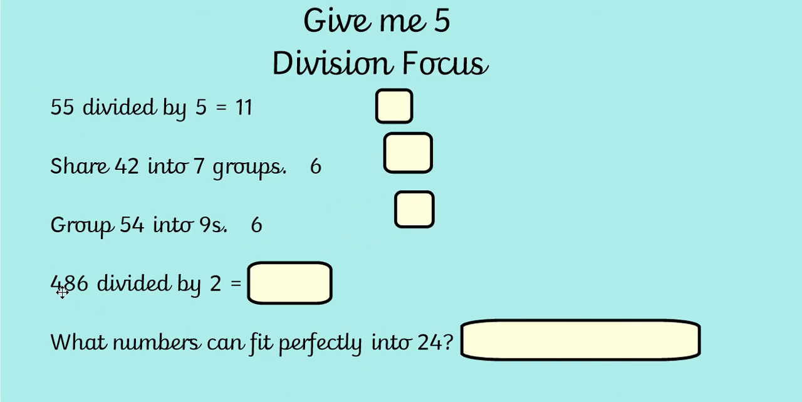Next one we come to then, it's a 3-digit number, 486 divided by 2. I am going to draw out our bus stop for this one. So I'm going to put 486 into the bus stop and the 2 on the outside. Now I need to ask myself how many 2's can fit into 4. 2, 4, that's 2 2's.